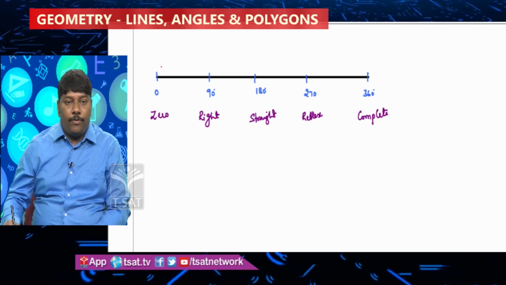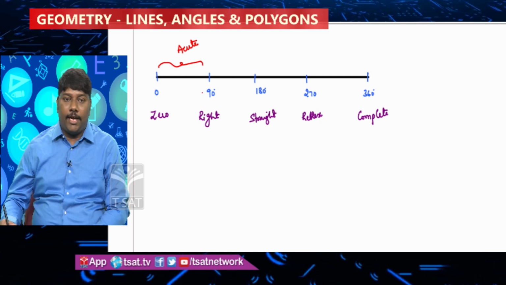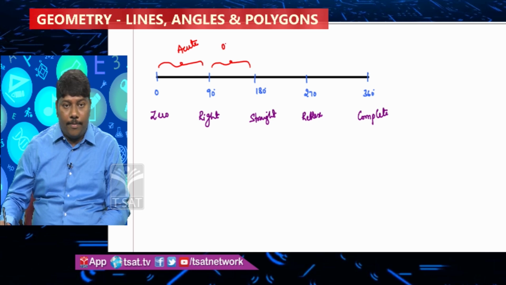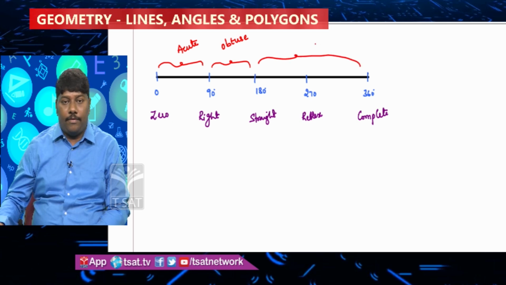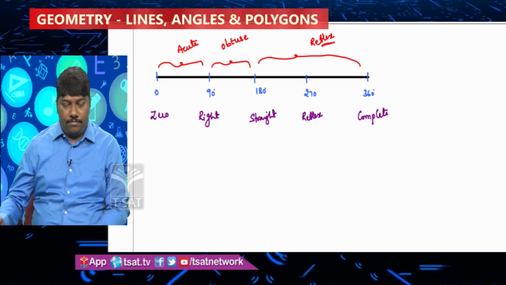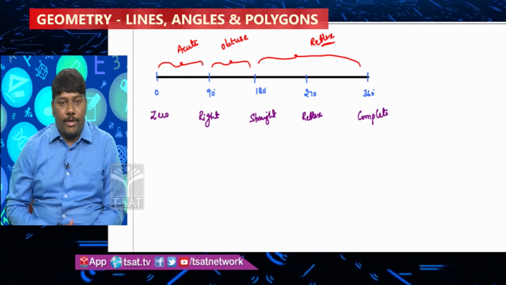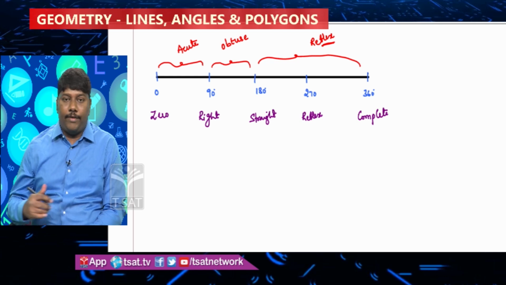Any angle which is between 0 and 90, we call an acute angle. An acute angle is an angle which is between 0 and 90. An angle which is between 90 and 180 is an obtuse angle. An angle which is greater than 180 up to 360, we also call a reflex angle. 0 to 90 acute, 90 to 180 obtuse, 180 to 360 we call a reflex angle.